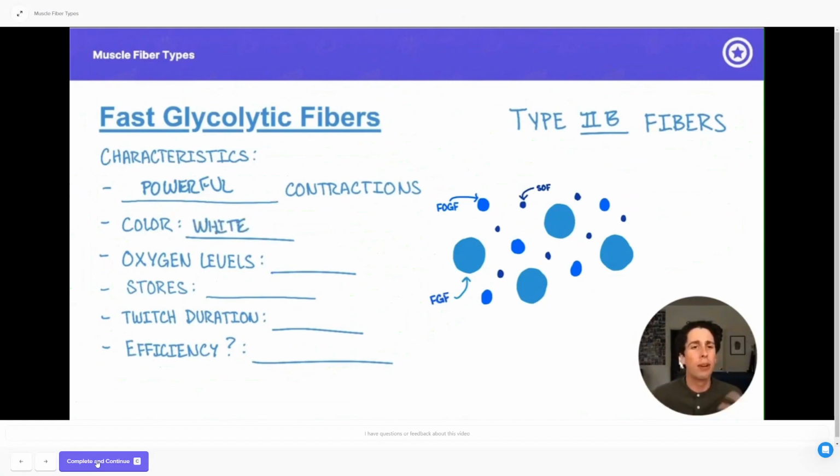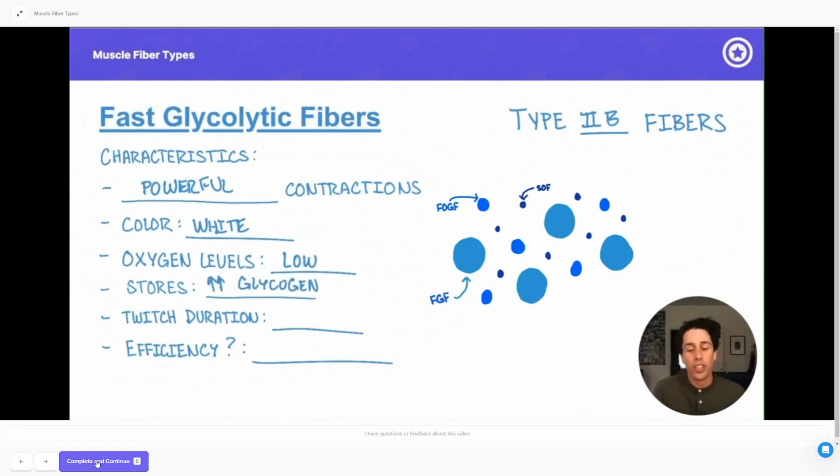Since we don't really have that capillary network that we had in the other types of fibers, the oxygen levels are going to be quite low in these types of fibers right here. So these are going to be low levels of oxygen, but it's also going to store glycogen because this is going to be undergoing anaerobic respiration with the glycogen. So this is going to have high levels of glycogen.